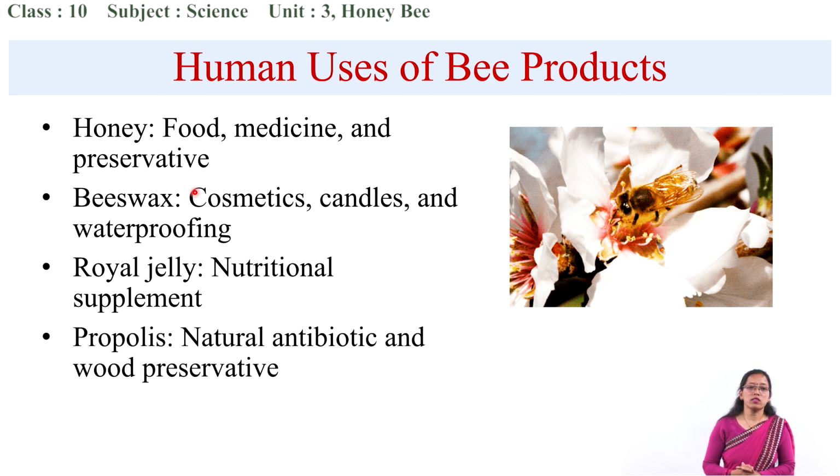And next one is propolis. That means natural antibiotics and wood preservatives. Propolis is a kind of substance prepared by the bees. It is used as a natural antibiotic, and it is also used to protect wood. Sometimes our furniture gets infected by insects and damaged, so to preserve it, this can be used.